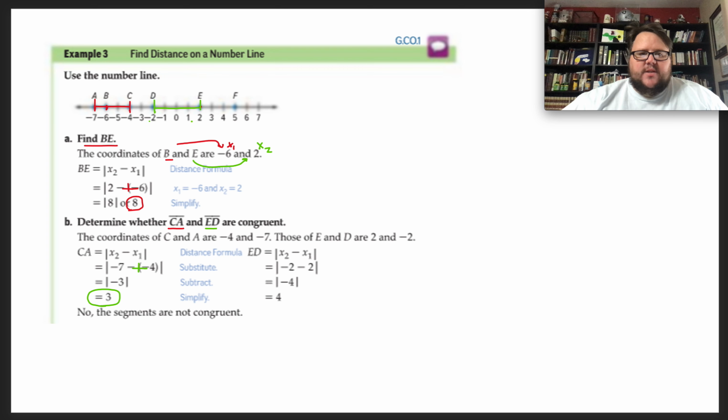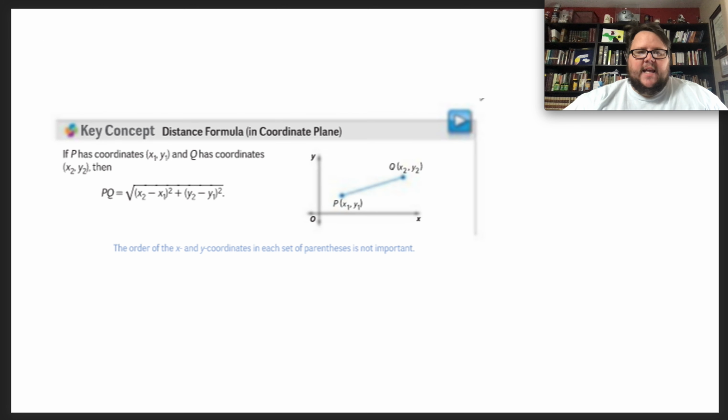Then we're going to find ED. So for ED we have -2 and 2. So we're going to have -2 minus 2, which is -4. And the absolute value of -4 is 4. Does 3 equal 4? No, 3 does not equal 4, so they are not congruent. You're just plugging it in, subtracting them, and then taking the absolute value when it's on a number line. It's going to be a little bit different when it's on a Cartesian plane and we have x's and y's, but you'll see that in a second.